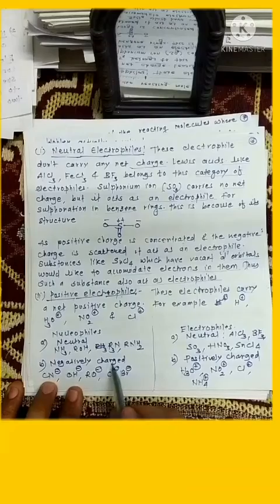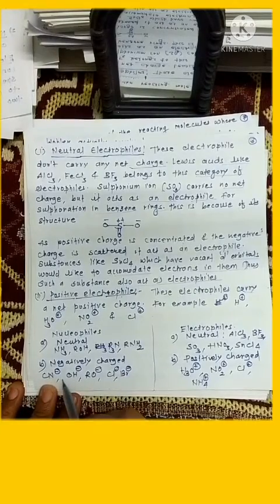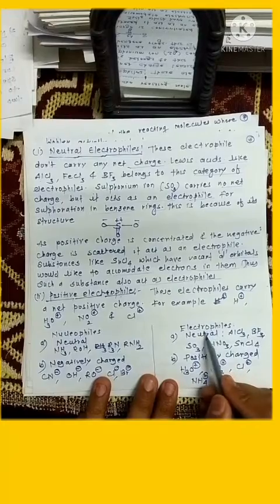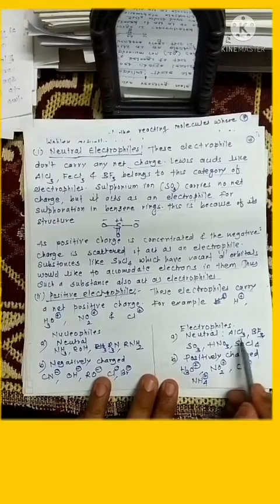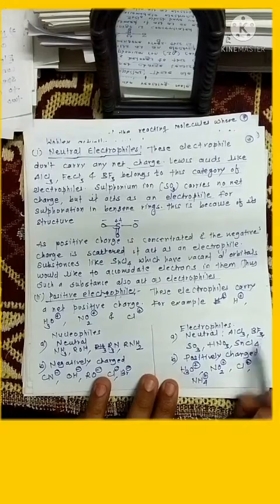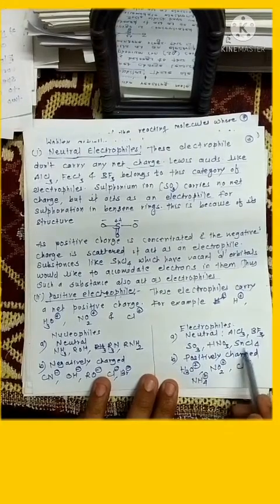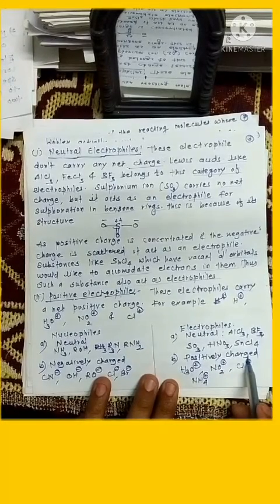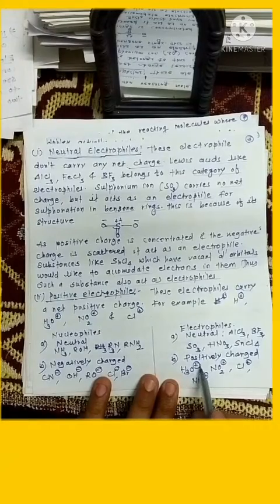Examples of negatively charged nucleophiles are CN minus, OH minus, RO minus and halide minus. Electrophiles are classified into two types: neutral electrophiles, for example Lewis acids, that is AlCl3, BF3, SO3, HNO3, SnCl4. The second type of electrophiles are positively charged electrophiles. Examples are hydronium ion, NO2 plus, Cl plus, ammonium plus.